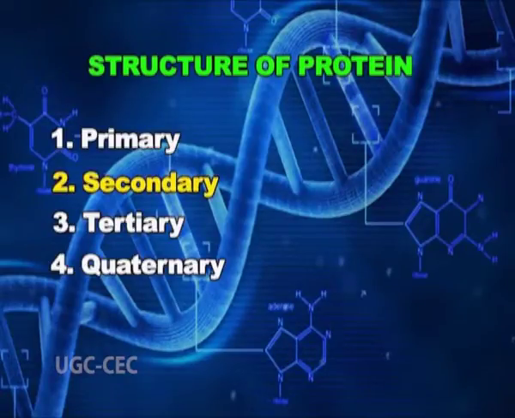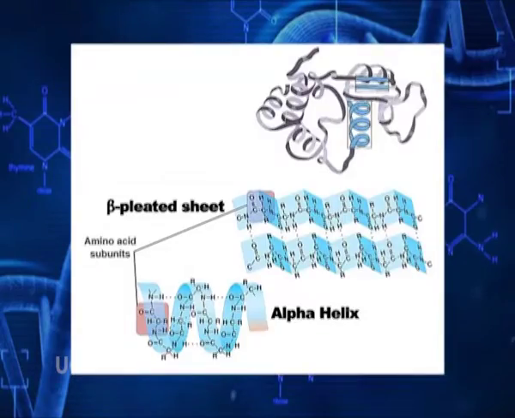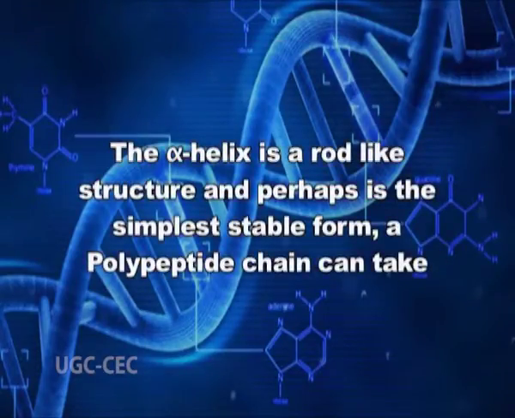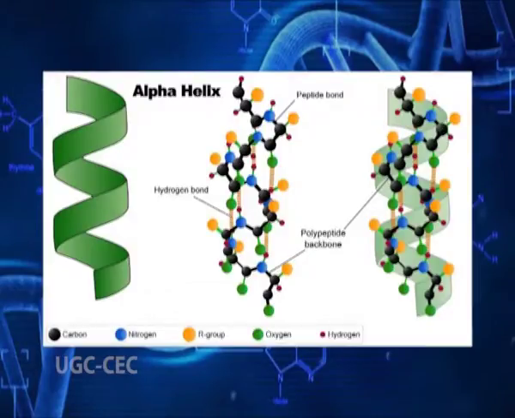Secondary structure. Two recurring motifs, secondary structures, have been observed in proteins, the alpha helix and the beta pleated sheet. The alpha helix is a rod-like structure and perhaps is the simplest stable form a polypeptide chain can take. The alpha helix content of proteins can be between 0% and 100%. In the case of L amino acids, an alpha helix which turns clockwise is more stable.